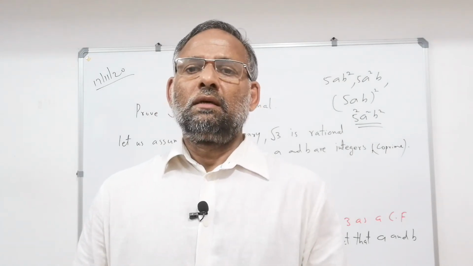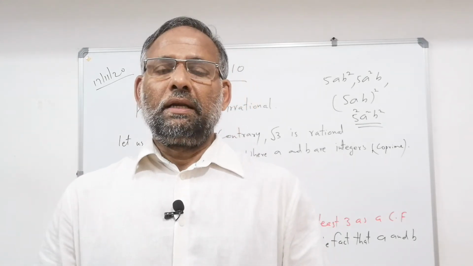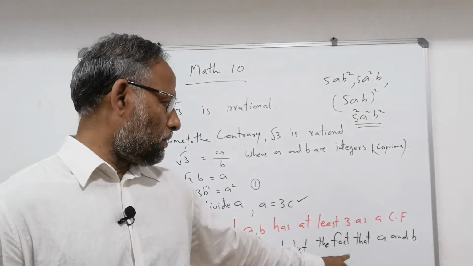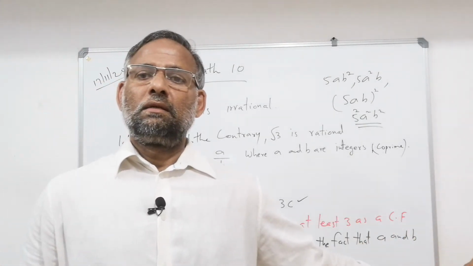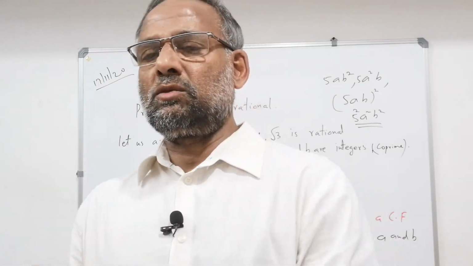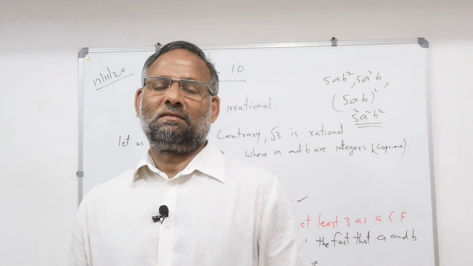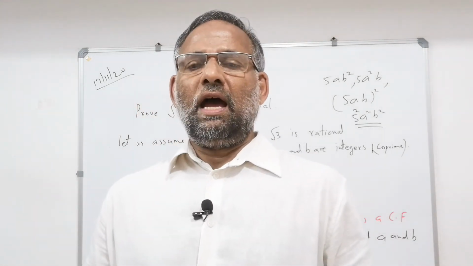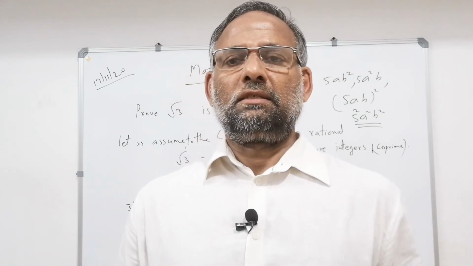Our assumption that root 3 is a rational number is wrong, because we got a common factor in A by B. So root 3 is an irrational number. That is the way we have to prove it. I think you understood the concept.